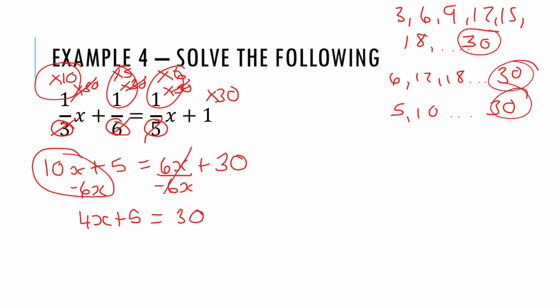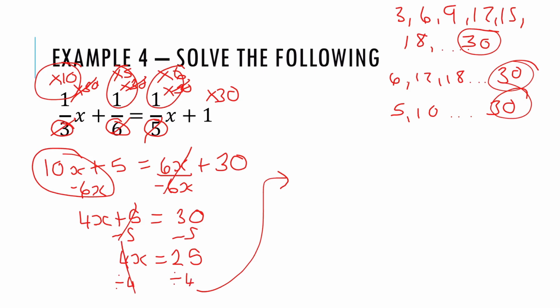Now the 5 is adding the x term. I'm going to subtract 5 from either side. That leaves me with 4x equals 25. I now need to divide each side by 4, which leaves me with x equals, 4 doesn't divide into 25 without a remainder, so I'm going to write it like this.